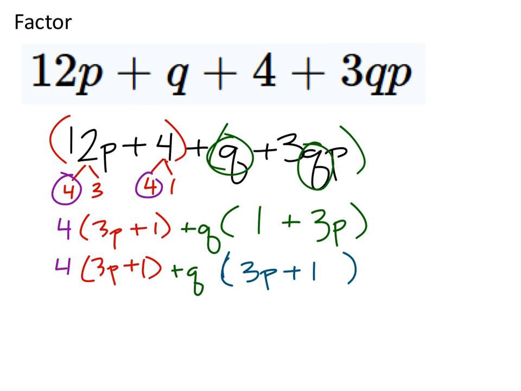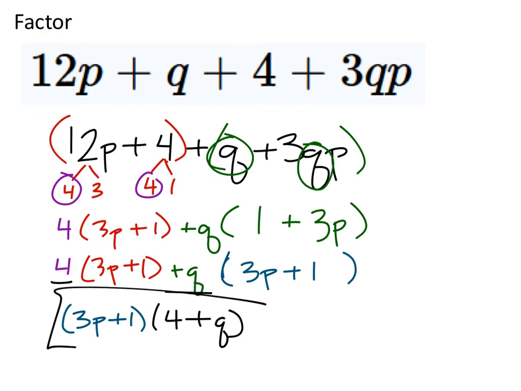Now I yank out that 3p plus 1, and what am I left with? I've got the 4 and the plus q right there. And that's factored. If we made that 1 a 0 there, then if we factored the q back into it, we wouldn't end up with what we started with, which we have to do. So we made that phantom 1 not phantom.